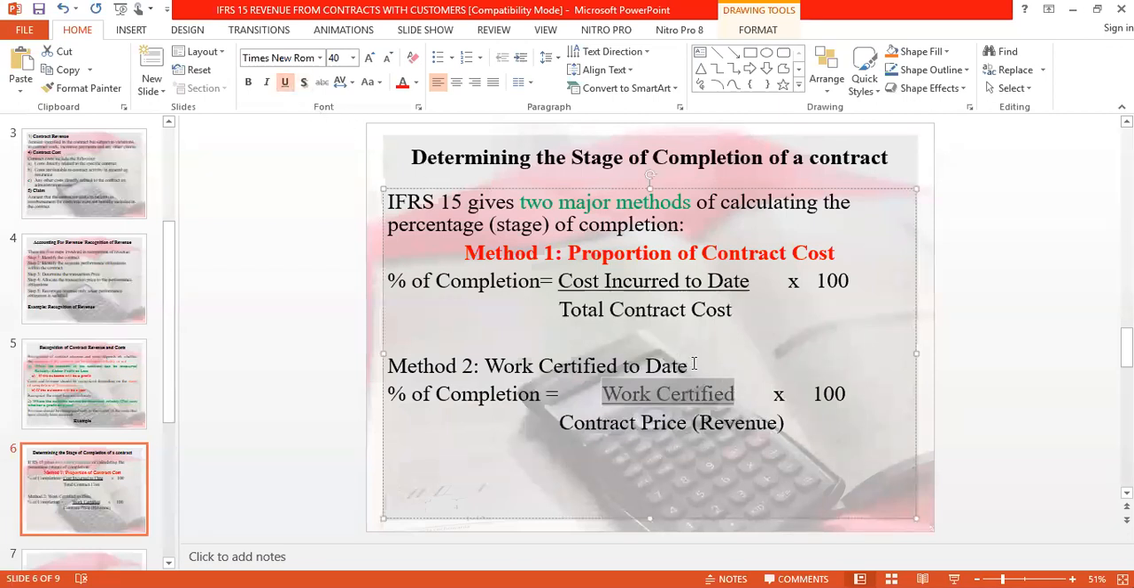So if you use the work certified to date method, you will take work certified. I hope that is very clear. So if you use proportion of contract cost method, you will take costs incurred to date times 100 divided by total contract cost. If you use percentage of completion method, it will be work certified to date divided by the contract price.